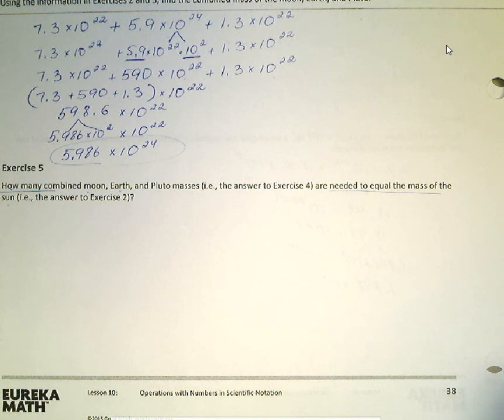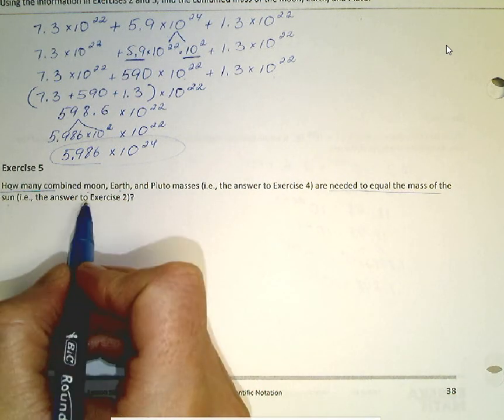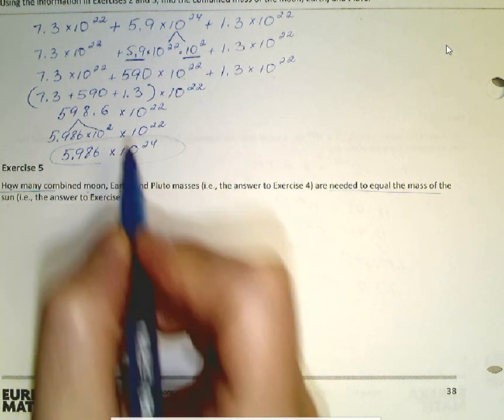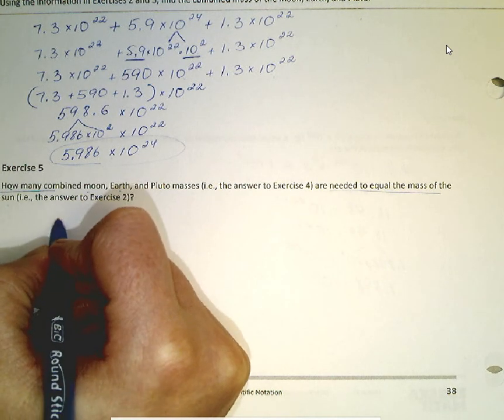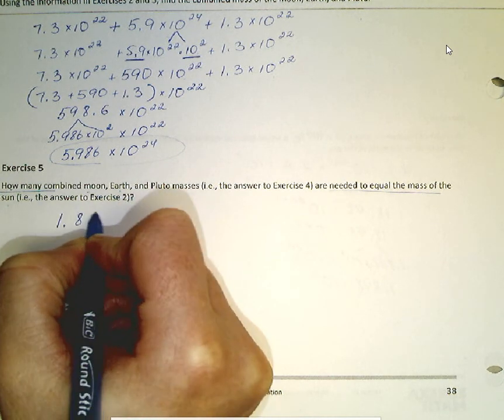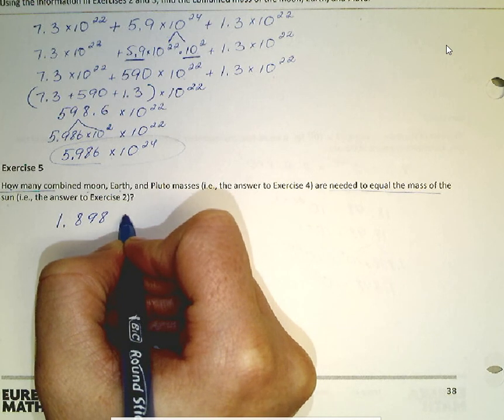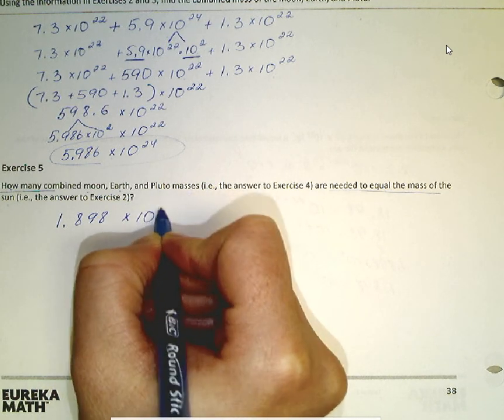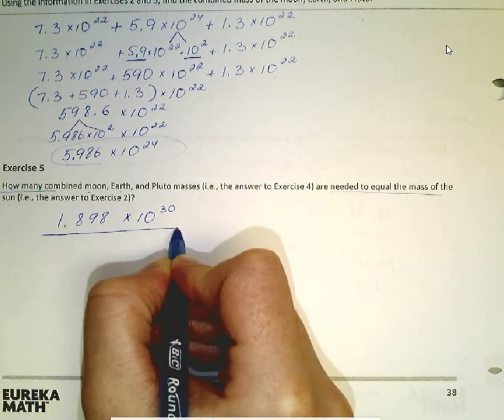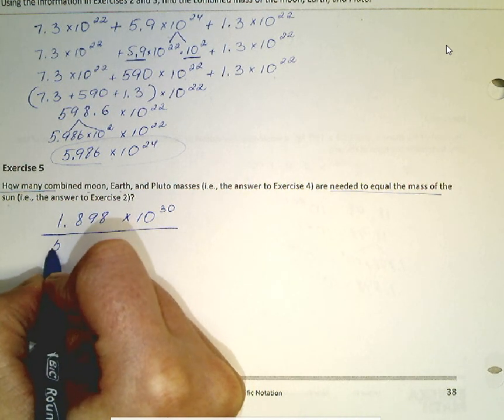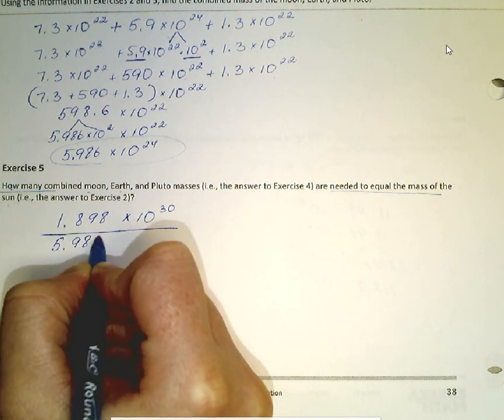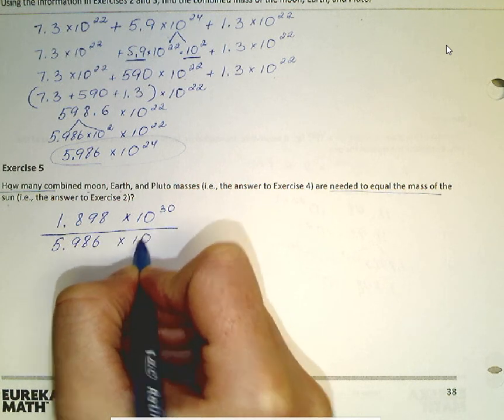That means we will have to divide, because if I ask how many times can 3 go into 6, you will tell me 2 because you are dividing 6 by 3. So we are going to divide the Sun by the combined mass here. So I will get 1.898 times 10 to the 30th, and I'm going to divide that by 5.986 times 10 to the 24th.